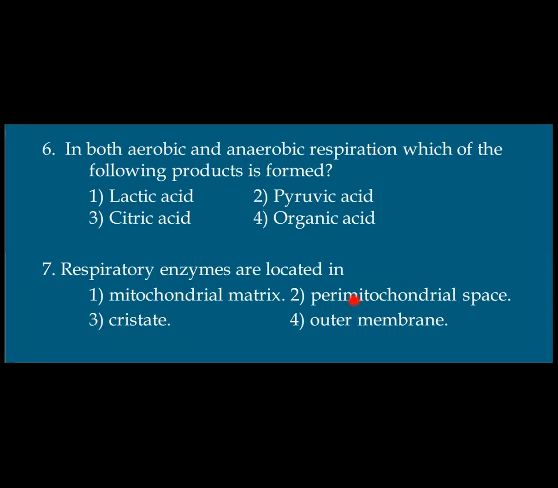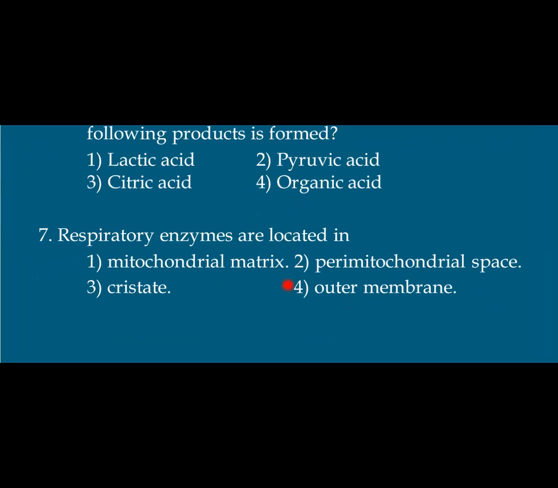Respiratory enzymes are located in mitochondrial matrix, perimitochondrial space, cristae, and outer membrane. Okay, respiratory enzymes. So here respiratory enzymes means which enzymes? Enzymes of glycolysis, enzymes of Krebs cycle, and some of the proteins of electron transport chain. All this you can include. Especially the word enzymes is used here. So when you are using the word enzyme, more focus you should give to glycolysis and Krebs cycle, students.